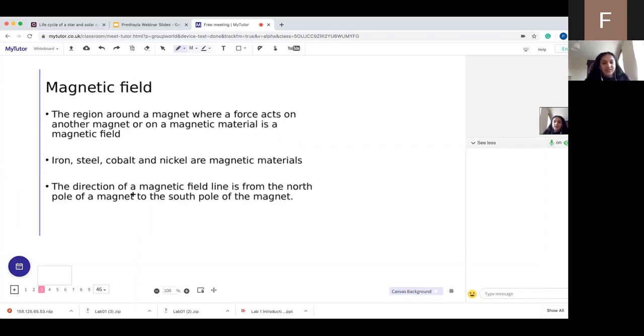So a magnetic field is this region around a magnet where a force acts on another magnet or on a magnetic material, such as iron, steel, cobalt, and nickel. So they're the main magnetic materials that we have.